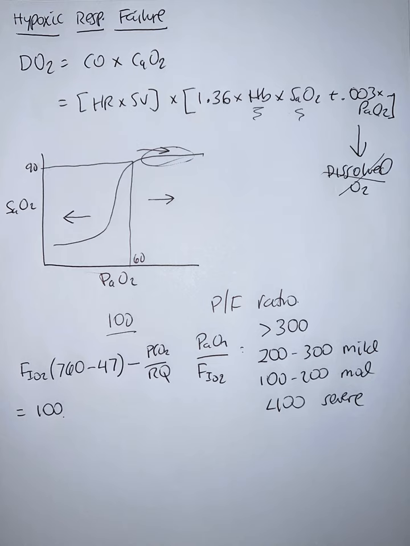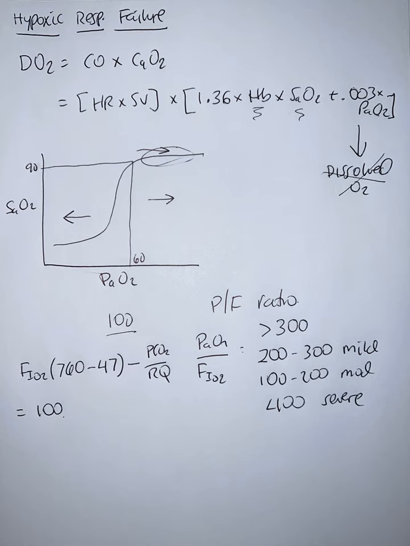Room air is 21%. Earth has 21% oxygen, all of Earth. It doesn't matter where you are, but you are definitely hypoxic in the mountains. Why? It's in the alveolar gas equation. You are hypoxic in the mountains because atmospheric pressure is not 760. It's a lot lower.